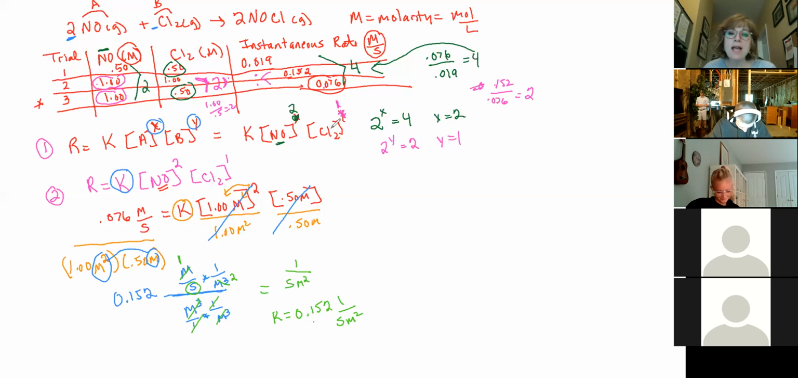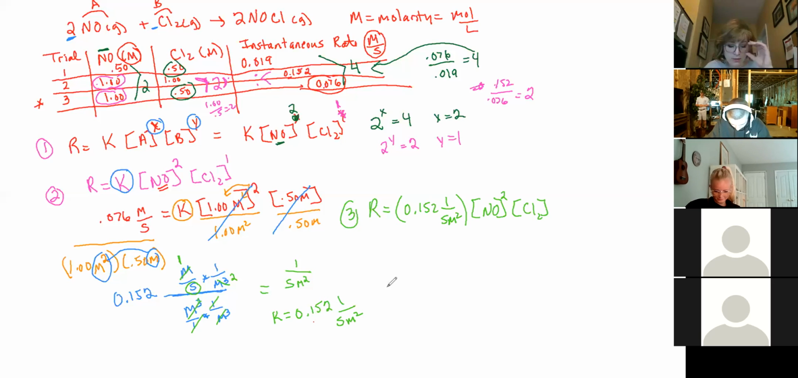Okay? Now I can finally get the final rate equation. So the rate equation then is going to be equal to whatever K is that we just calculated. So 0.152 1 over S M squared times the concentration of nitrogen monoxide squared times the concentration of chlorine to the first power. So that's the rate equation.